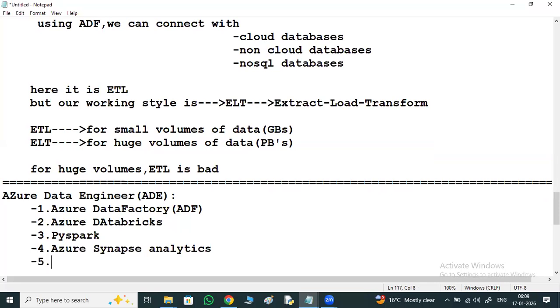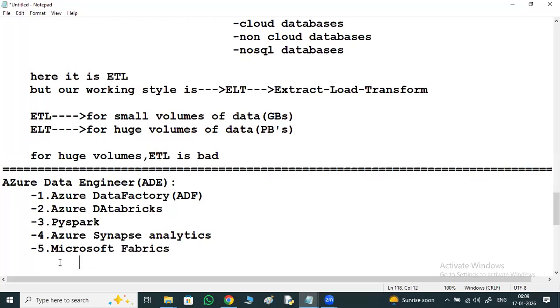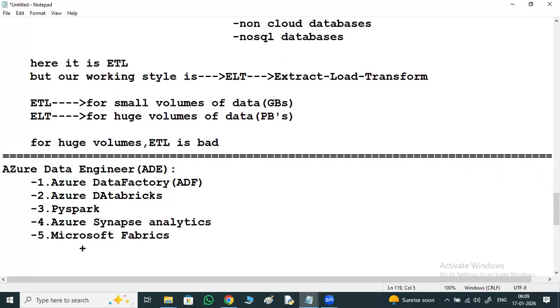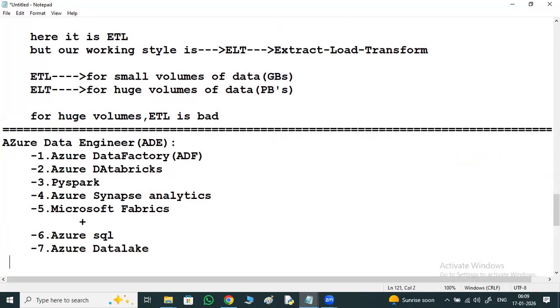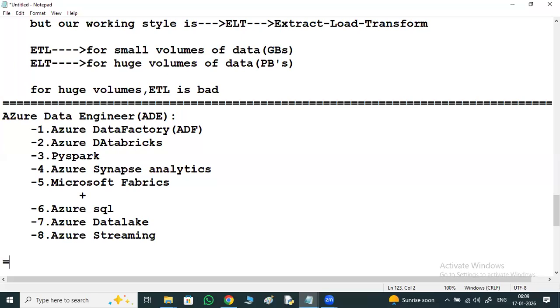Azure Data Factory, Azure Databricks, PySpark, Azure Synapse Analytics, and Microsoft Fabric. These are the major discussion topics. Apart from this, we'll also get knowledge on Azure SQL, Azure Data Lake Storage, and Azure Streaming. You'll be discussing all of this.